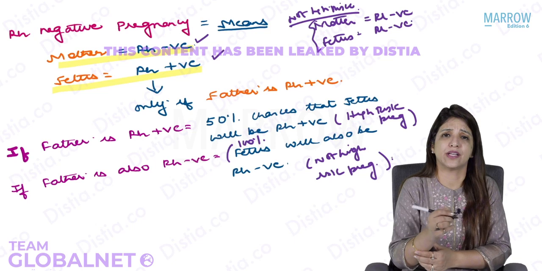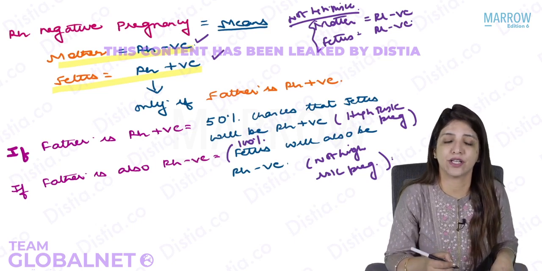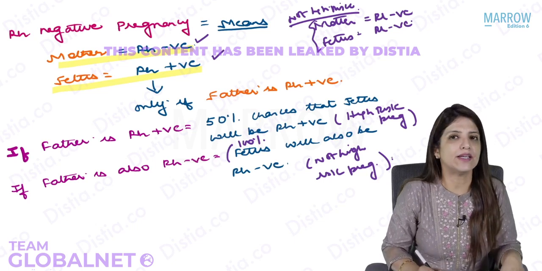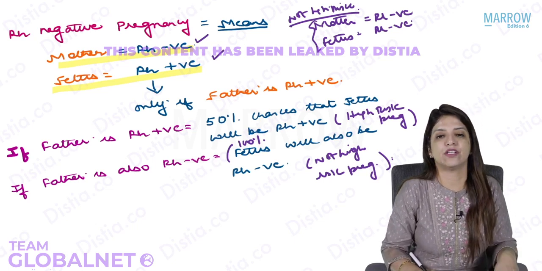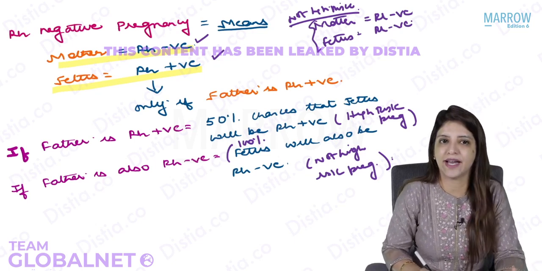And you will understand why it is that when the mother is Rh negative and the fetus is Rh negative, it is not high risk, and why it is that when the mother is Rh negative and the fetus is Rh positive, it is high risk. Just now you will understand everything.